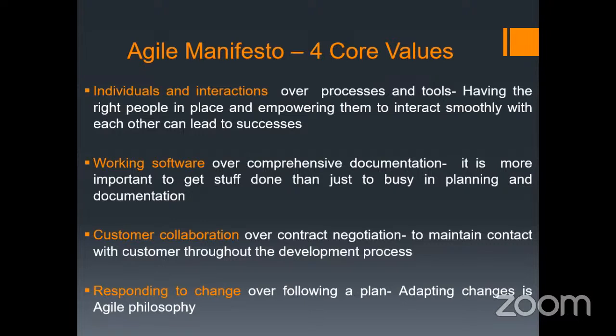Here, the Agile Manifesto says that you should hire the right people, empower them, and then allow them to interact positively so that you will get success. While in our SDLC, the processes and the tools have more importance. Now, Agile does not say that process and tools are not important, but more than the process and tools, the individual and their interaction is important to have success in your product.